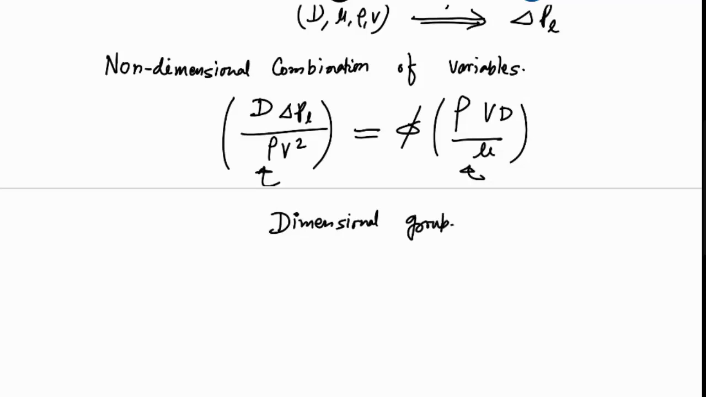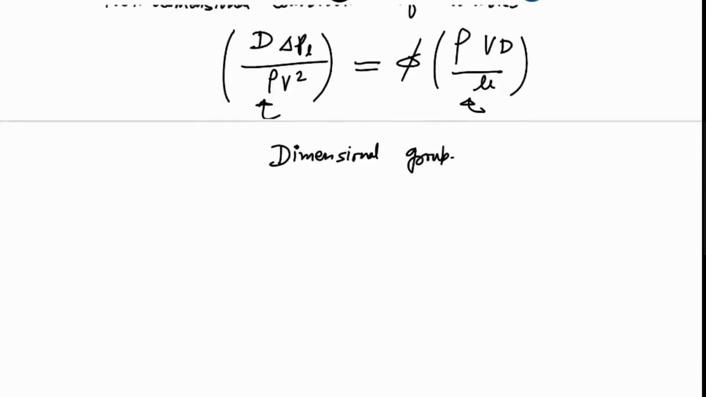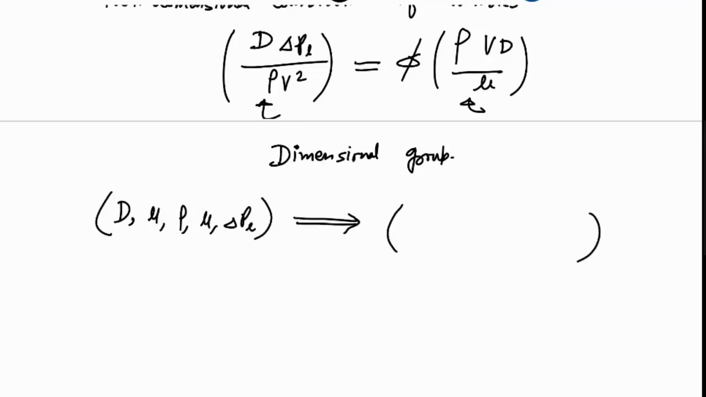So now I have to form dimensional groups. So what was that? Initially you have 5 variables. From these 5 variables you have to create dimensional groups. In this case I have created 2 dimensional groups.